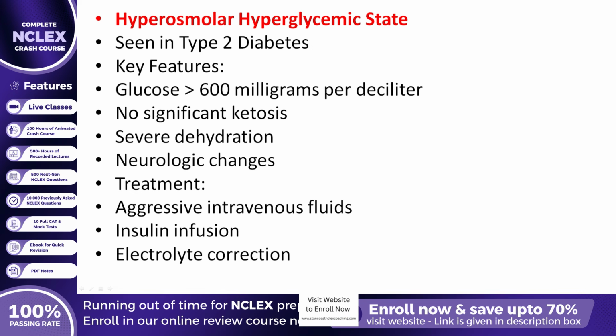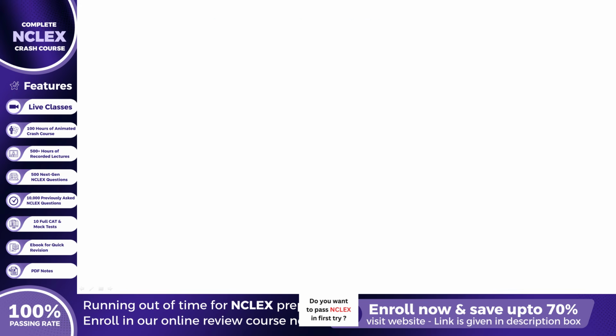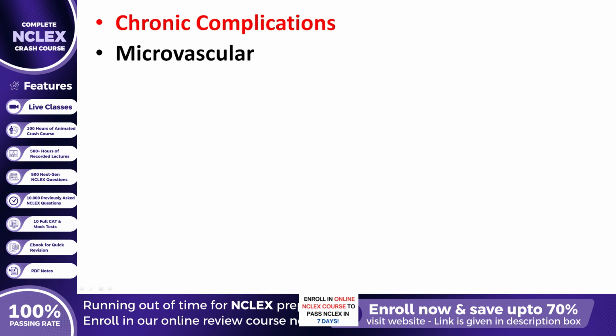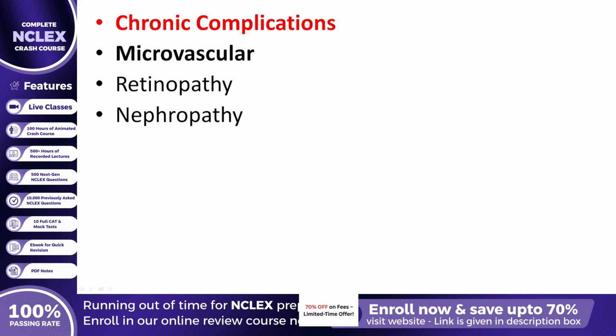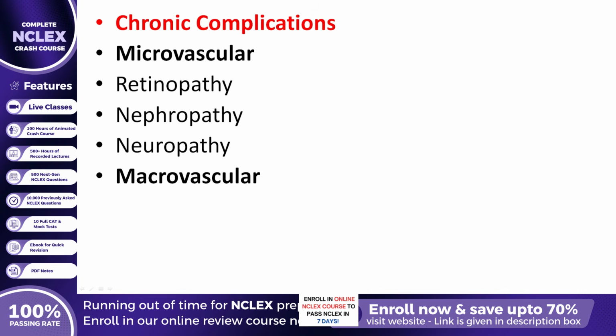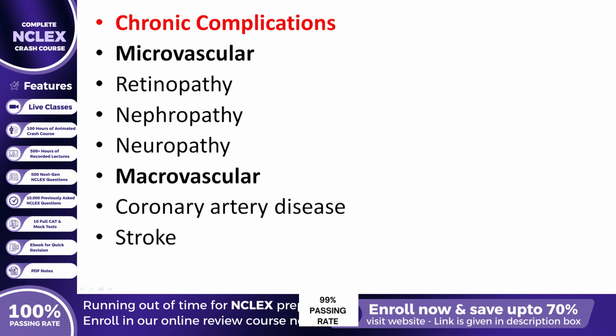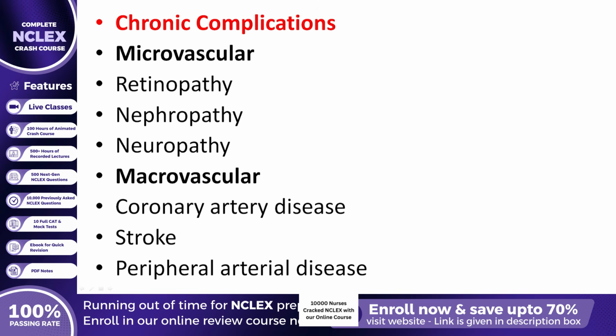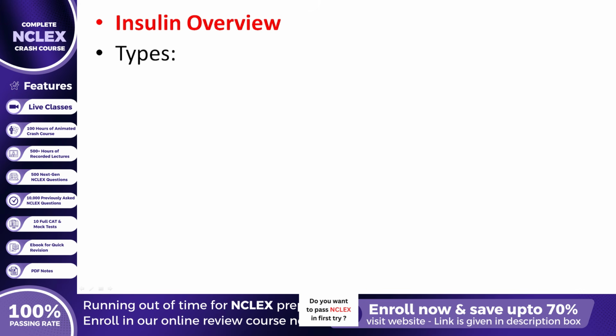As we move from acute to long-term consequences, it is crucial to understand chronic complications. These are divided into microvascular and macrovascular complications. Microvascular complications include diabetic retinopathy, nephropathy, and neuropathy, which result from prolonged capillary damage due to chronic hyperglycemia. Macrovascular complications include coronary artery disease, stroke, and peripheral arterial disease. Therefore, strict glycemic control is not only about preventing symptoms today, but also about preventing blindness, kidney failure, and cardiovascular events.